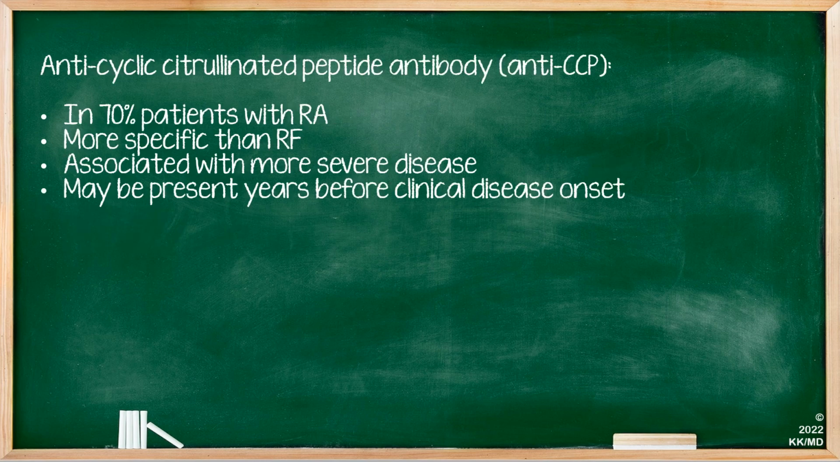On the other hand, anti-CCP antibodies are present in 70% of patients with RA and are more specific than rheumatoid factor. It is associated with more specific disease and may be present years before clinical disease onset.